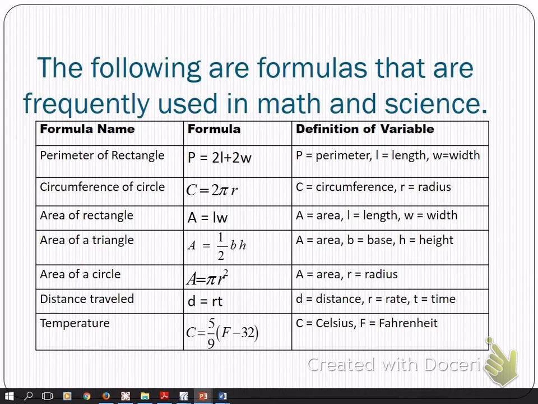Here are some of the more common formulas that you'll see used a lot, and that we're going to work with a lot in the notes and the homework. You have the perimeter of a rectangle, circumference of a circle, area of a rectangle, area of a triangle, area of a circle, distance traveled, and then temperature. You don't necessarily have to memorize these formulas, but at least be familiar with them. You'll see them a lot on the PSAT, ISTEP, NWEA tests, so be familiar with what those formulas look like and the variables that are in them.